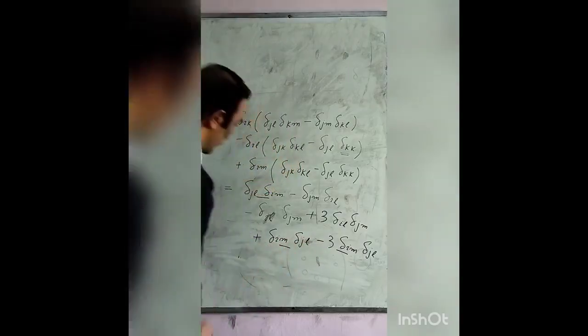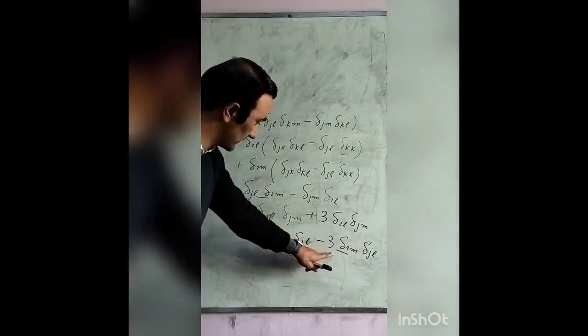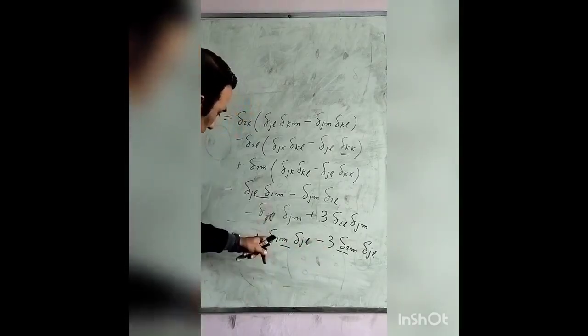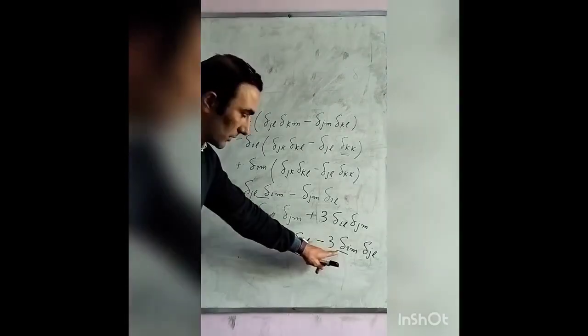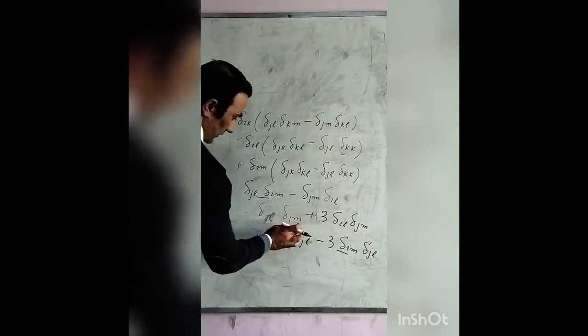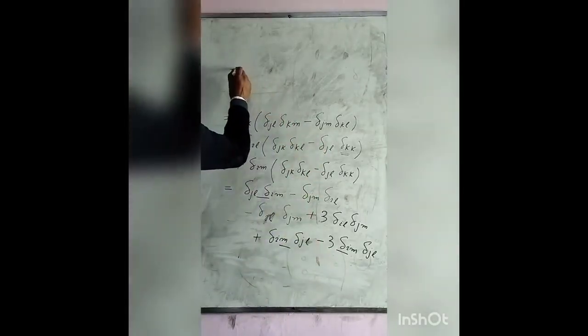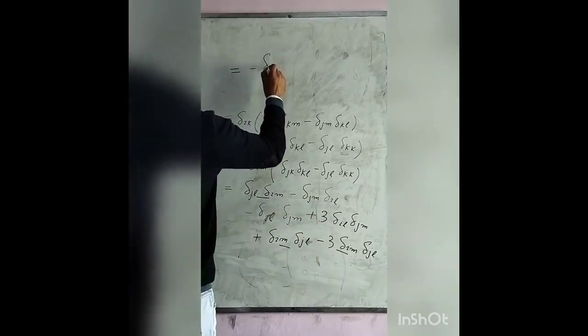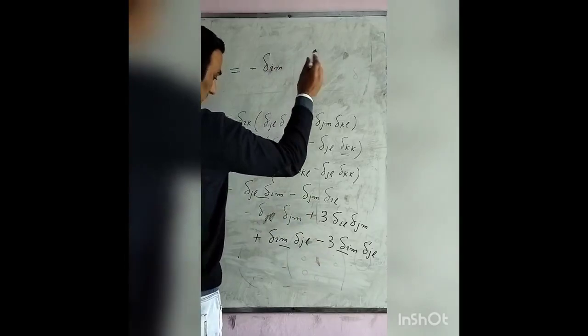So you can combine these two terms, the first and the last two terms. When you combine, this is plus twice, this is minus. So instead of these three underlined terms, we will get minus delta im delta jl here.